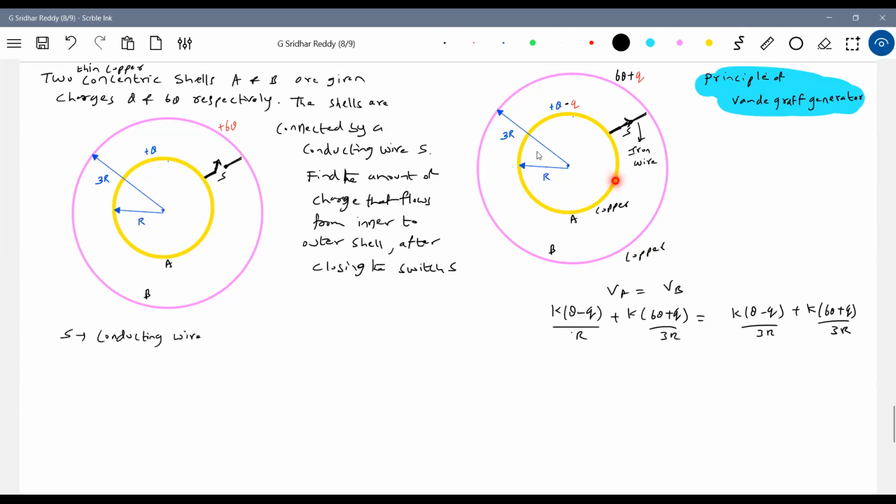Similarly, like we just learned, the potential of shell A: charge on shell A by radius R. Then this particular point will lie inside shell B, therefore k(6Q+q)/3R. If I stand here, first only due to shell A, then due to the charge on shell B, this much. These two will cancel out, so I'll end up with the equation like this.